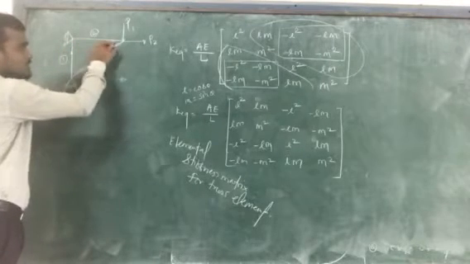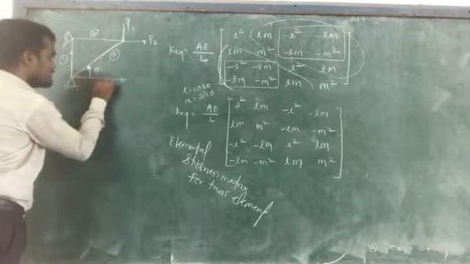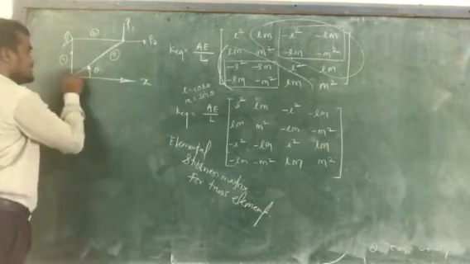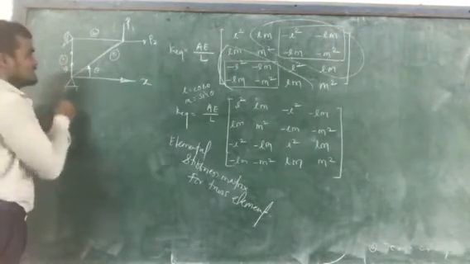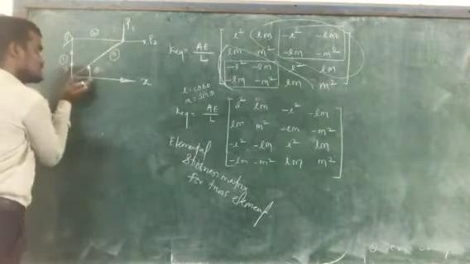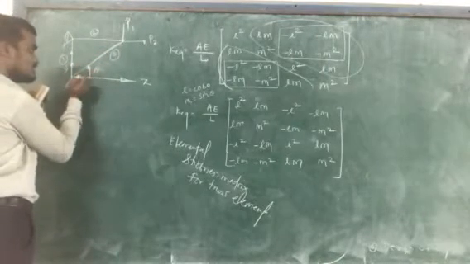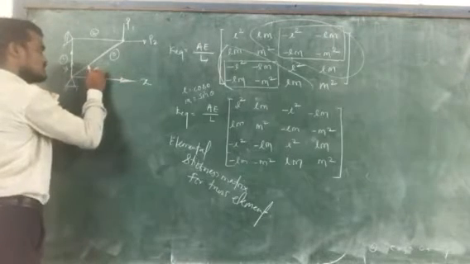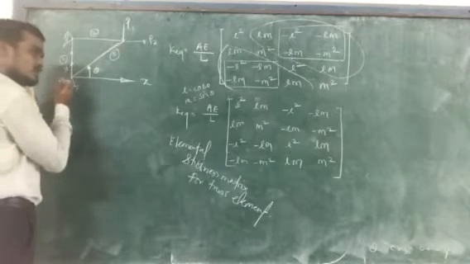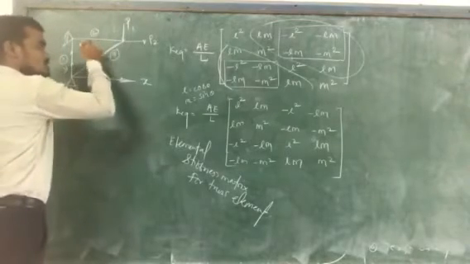Now for the second element, what will be theta? This second element is parallel to the global x-axis. This is the global y-axis. For this third element, this is the angle, which means this element is at angle theta from the reference x-axis. So this is your theta, in the anti-clockwise direction.